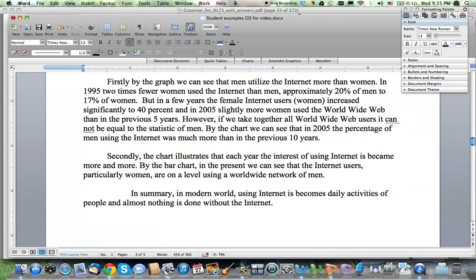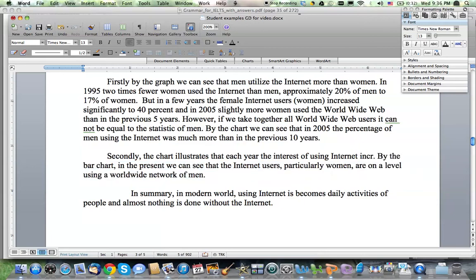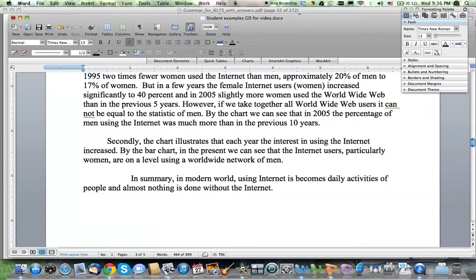Secondly, the chart illustrates that each year the interest of using internet is becoming more and more. Now it shouldn't be passive here. It should be simply an active verb, and let's just say increase, or we can just simplify it. Let's say interest in using the internet increased.